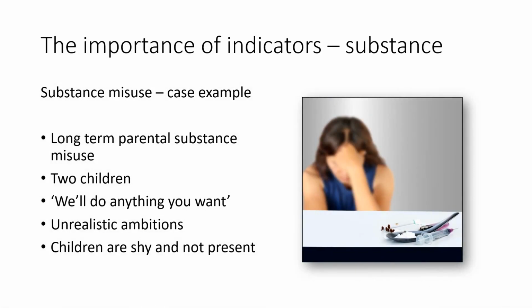Imagine an example from practice. Both parents have long-term substance misuse problems. They are used to agencies in their lives. They have 2 children. You are undertaking a child protection inquiry. You talk to the parents and they tell you they'll do anything you ask them to do.